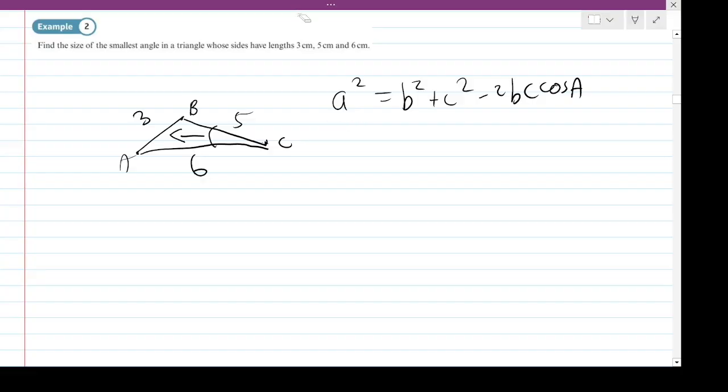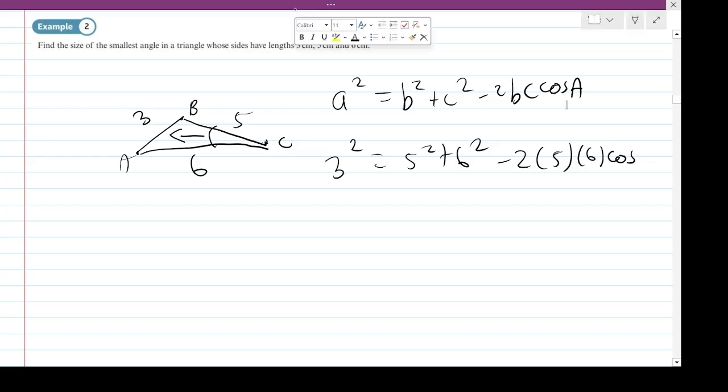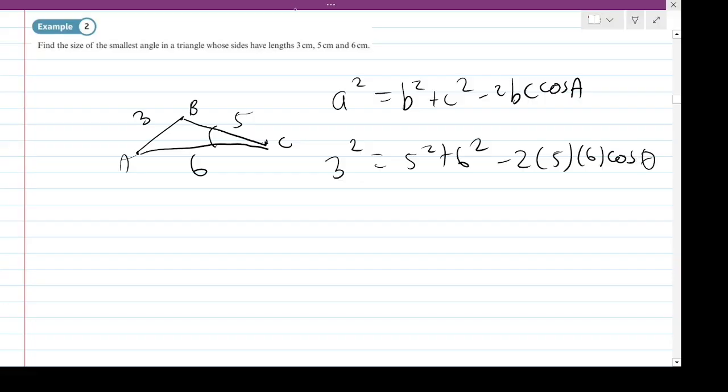So that means the little a squared is going to be 3 squared. And that's going to equal b squared plus c squared, which are the other 2 sides. So that's going to be 5 squared, add 6 squared, take away 2 lots of 5, lots of 6, lots of cosine of... right, I'm not going to use the letter A. It's going to be the angle at C, right? There we are. So then we just need to simplify this, solve for the angle C. Or could call it theta, I guess, probably the more typical way of labelling it. So we need to solve for the angle theta.